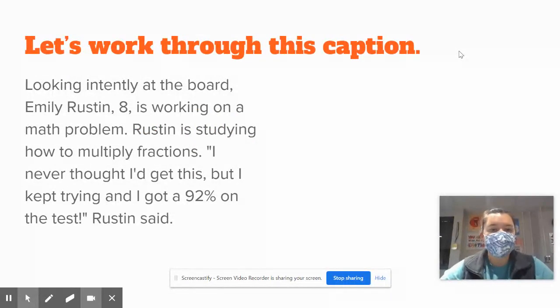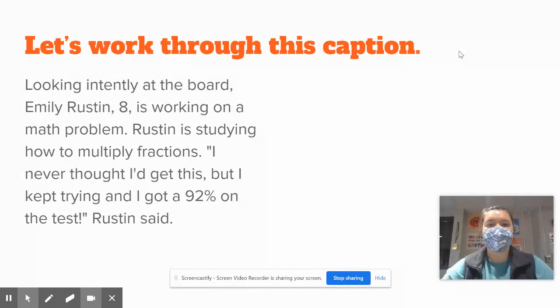It says, "Looking intently at the board, Emily Rustin, 8, is working on a math problem. Rustin is studying how to multiply fractions. 'I never thought I'd get this, but I kept trying and I got a 92% on the test,' Rustin said." Okay, this is a great caption. It's written exactly how it should.